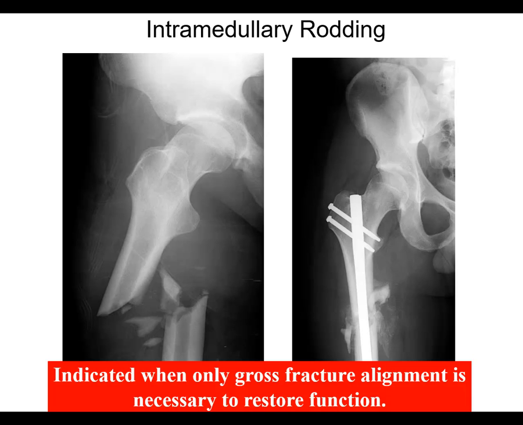Intramedullary rodding is indicated when only gross fracture alignment is necessary to restore function. So you don't need to get things perfectly, but for instance, in the diaphysis in the lower extremity, so in the tibia and femur, this is a very common technique and tends to work very well, whereas in the upper extremities we tend to do open reduction, internal fixation, and with plate and screws more often. But I mean, this is an incredibly successful technique for fractures in the femur, for instance.